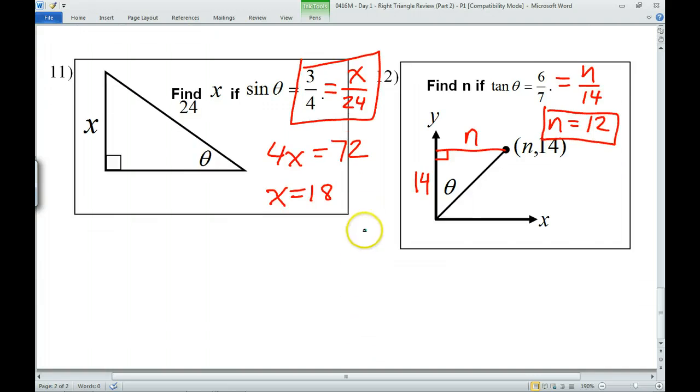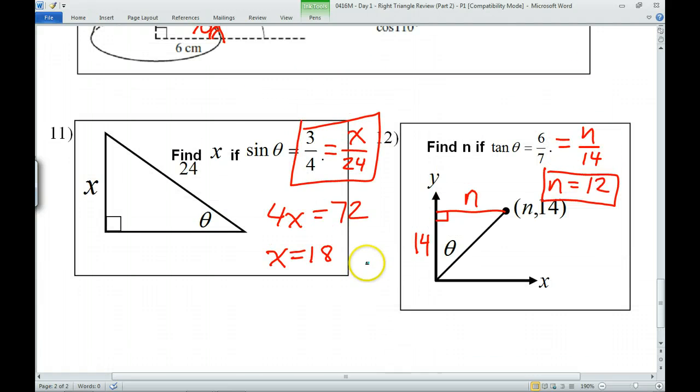Okay? Alright, so that's the end of the sheet that you were given yesterday. Now take a look at the sheet that you were given today, the new sheet that you were given today. Some of you were probably even working on that sheet while I was doing this part of the lesson.